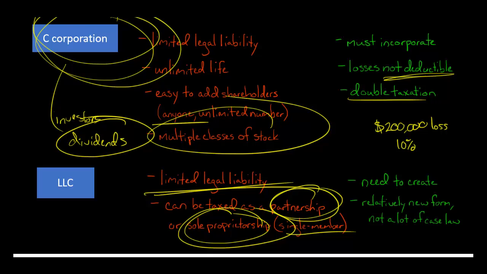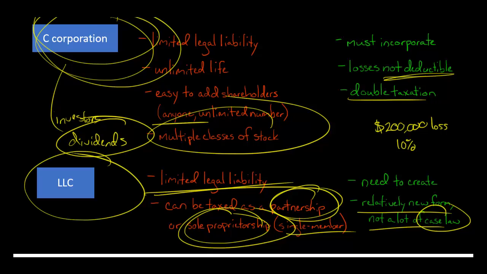So why doesn't everybody do that? Why do we have any partnerships, or why doesn't everybody just create an LLC? Well, it only started in 1977, so it's a relatively new form of business entity. There's not a lot of established case law on it. So if you have a complicated transaction, it might not be clear how it would be taxed, and some people might prefer to just have a partnership and not form an LLC. But the LLC is an extremely popular form of business because you get that combination: the limited legal liability, and you can also choose how you're taxed.